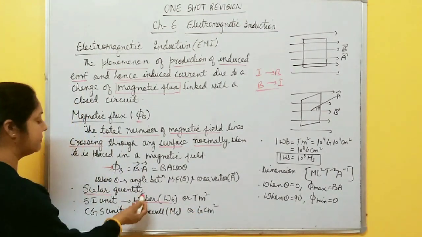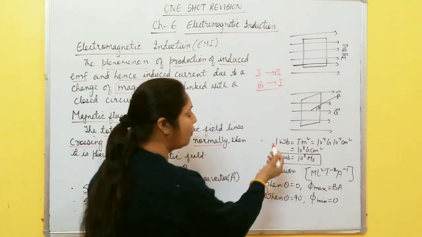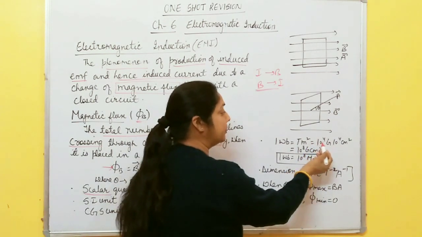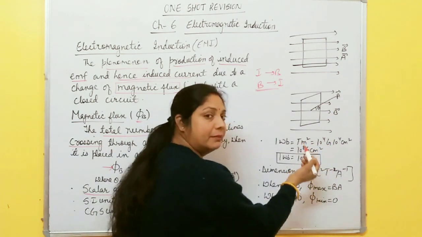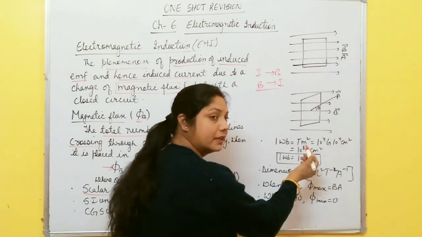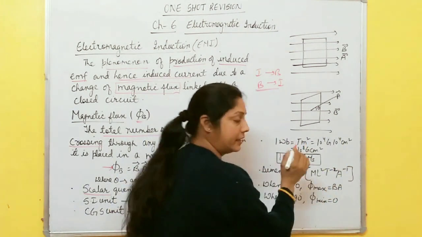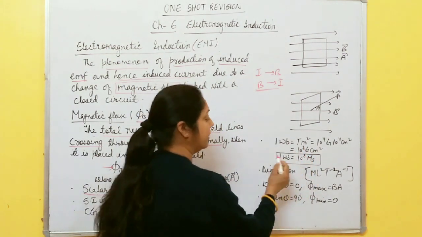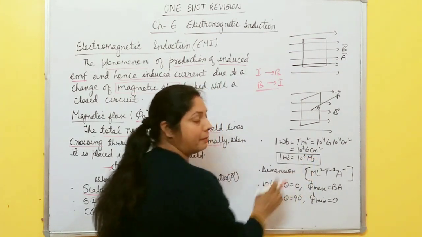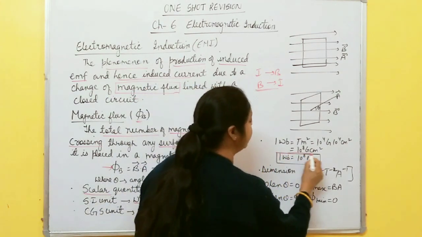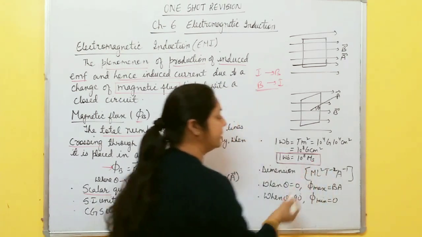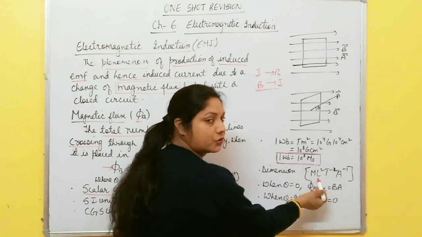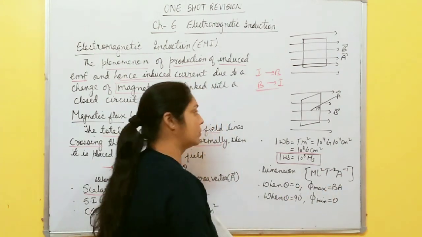What is the relation between Weber and Maxwell? 1 Weber is equal to Tesla meter square. 1 Tesla is 10 to the power 4 Gauss. 1 meter is 100 centimeter, so 1 meter square is 10 to the power 4 centimeter square. So it is equal to 10 to the power 8 Gauss centimeter square. You can say 1 Weber equals 10 to the power 8 Maxwell. This is the relation between the SI unit and the CGS system. Its dimensional formula is M L square T minus 2 A minus 1.